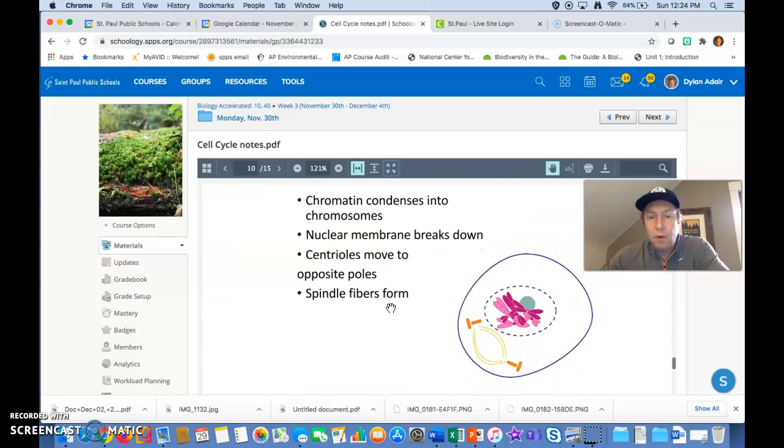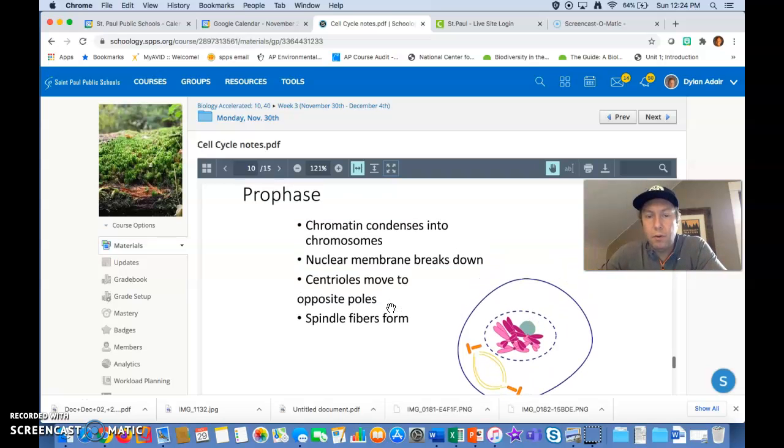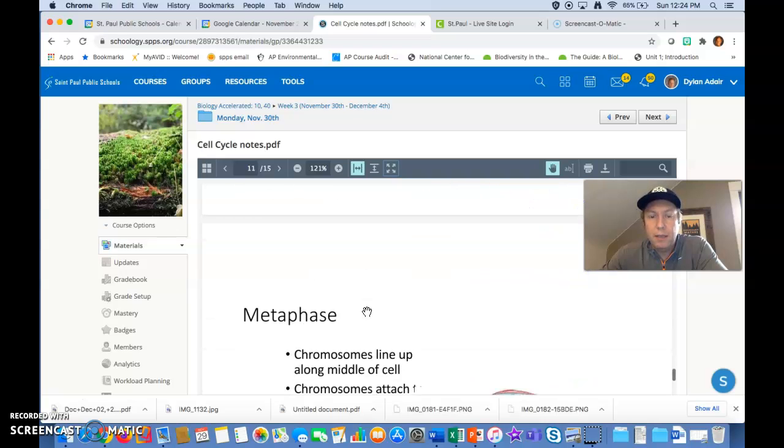Prophase: the chromatin condenses into chromosomes and the nuclear membrane starts to break down, and these spindle fibers form. They're going to start to go to opposite ends of the cell because the chromosomes will get pulled. You can use this information when I tell you about your project in a minute.